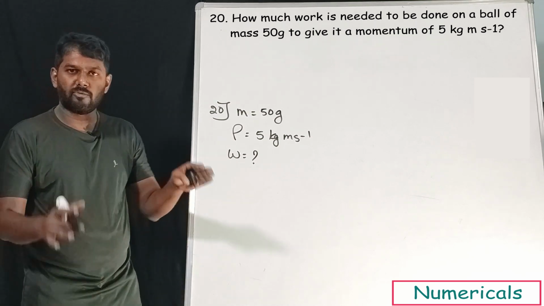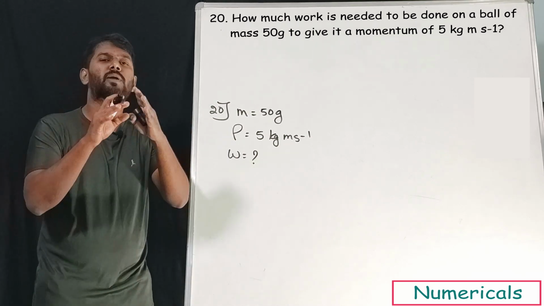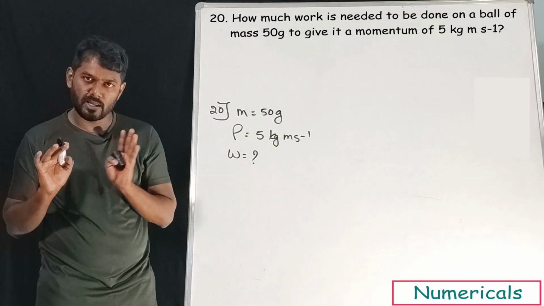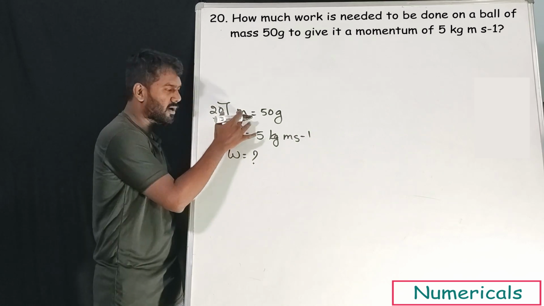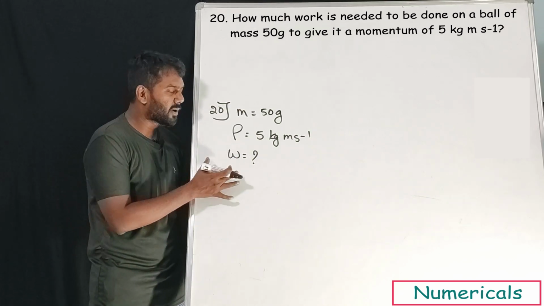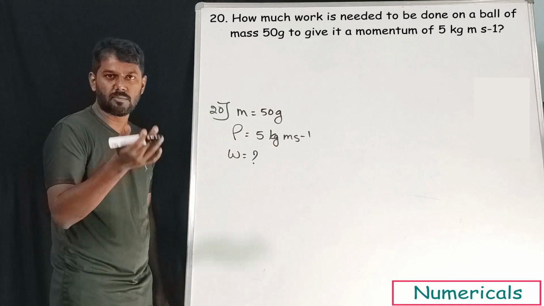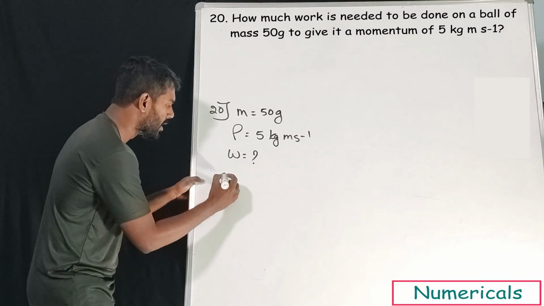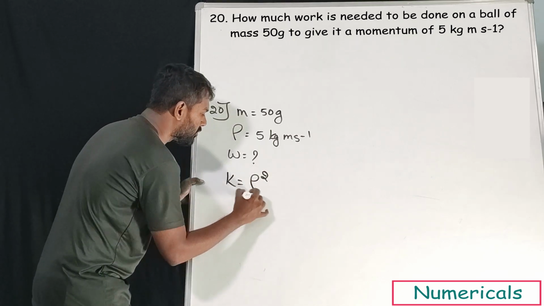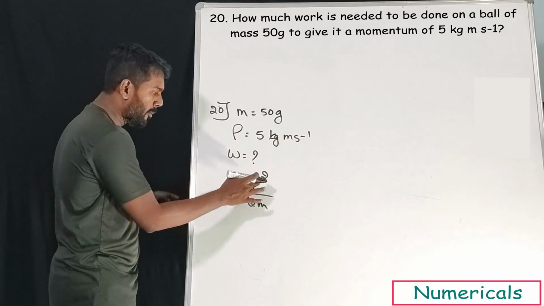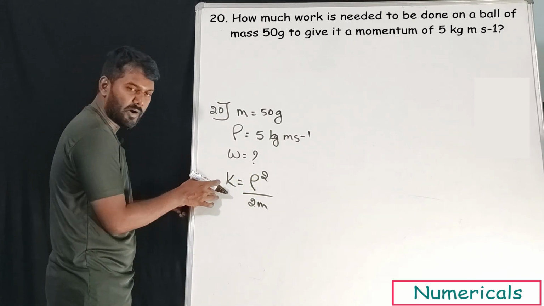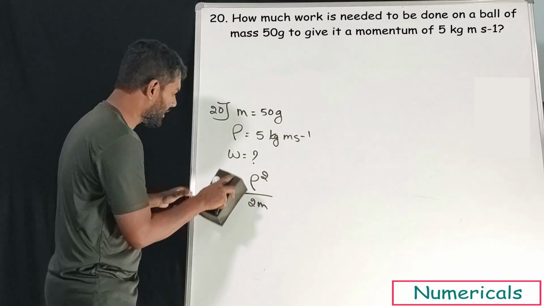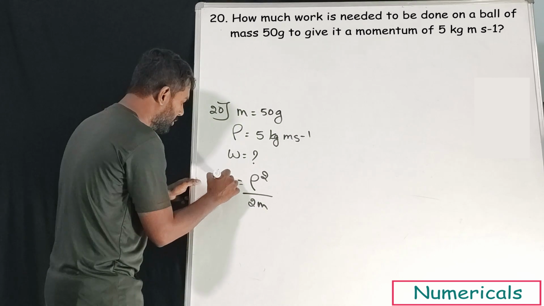Correct. See, if you know the concept very well, then it is easy to answer. What do you mean by work done when it comes to momentum or kinetic energy? Work done is nothing but kinetic energy. If we have momentum and mass, we can find kinetic energy. So what is the relationship between momentum and kinetic energy? That is what we have used in the previous sum also. Correct. K is equal to momentum square by 2m. This is the relationship between momentum and kinetic energy. Using this, we will find kinetic energy. Kinetic energy is nothing but the work done. So instead of K here, we can use W also.